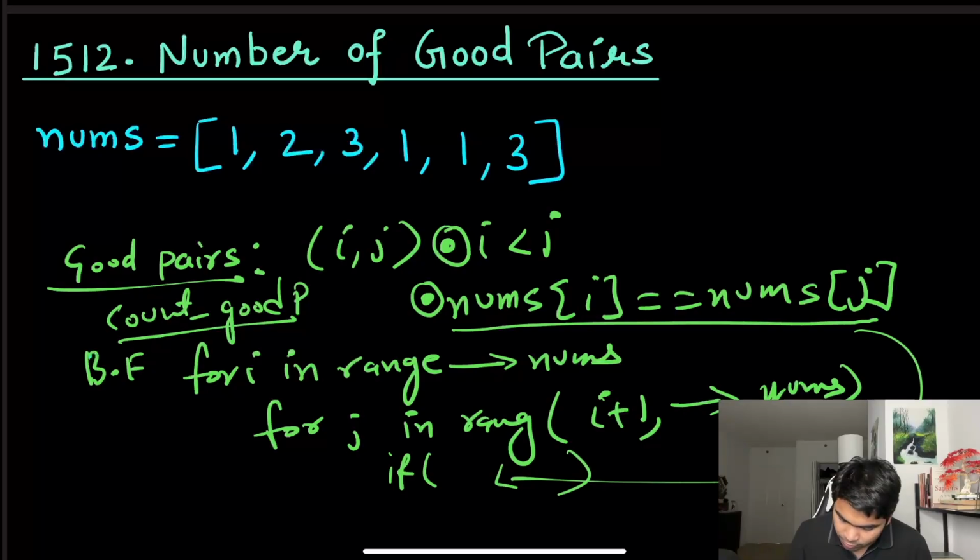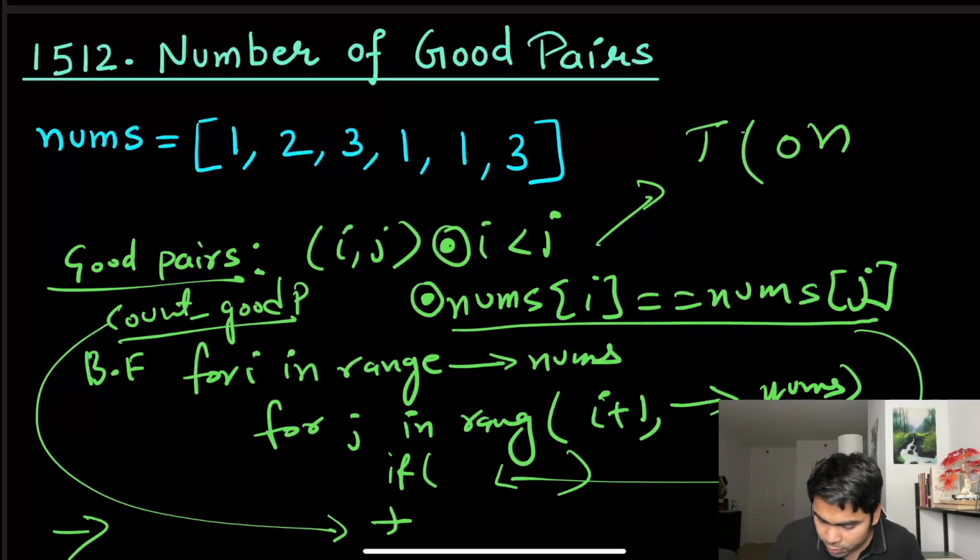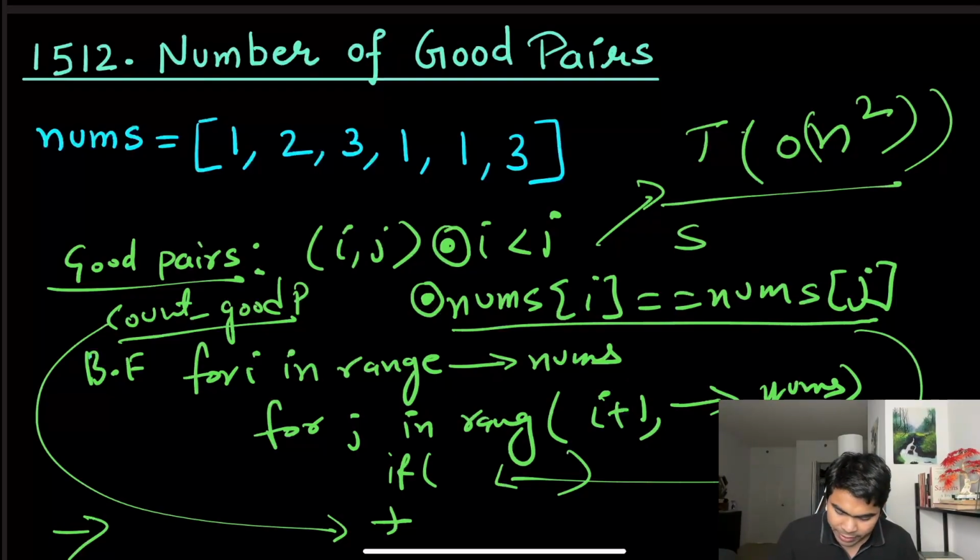This condition will come over here. Keep incrementing this and then finally you return the count. So this solution has time complexity of big O of n squared, and space is constant. Can we do better? Yes, we can definitely do better.